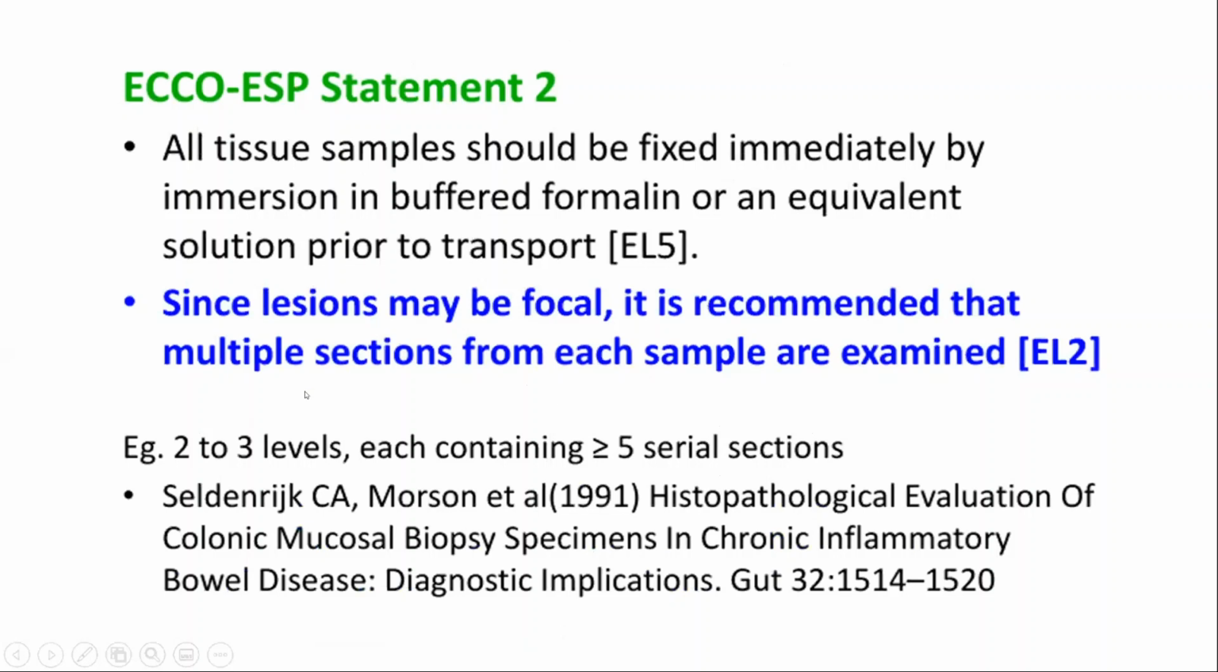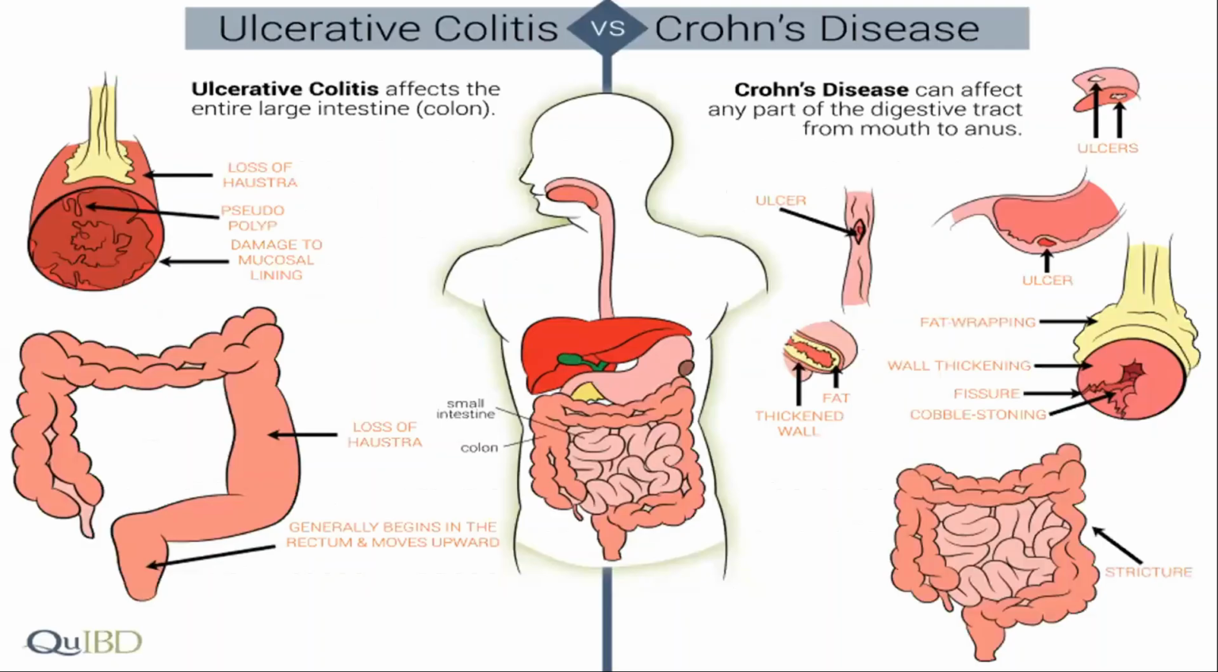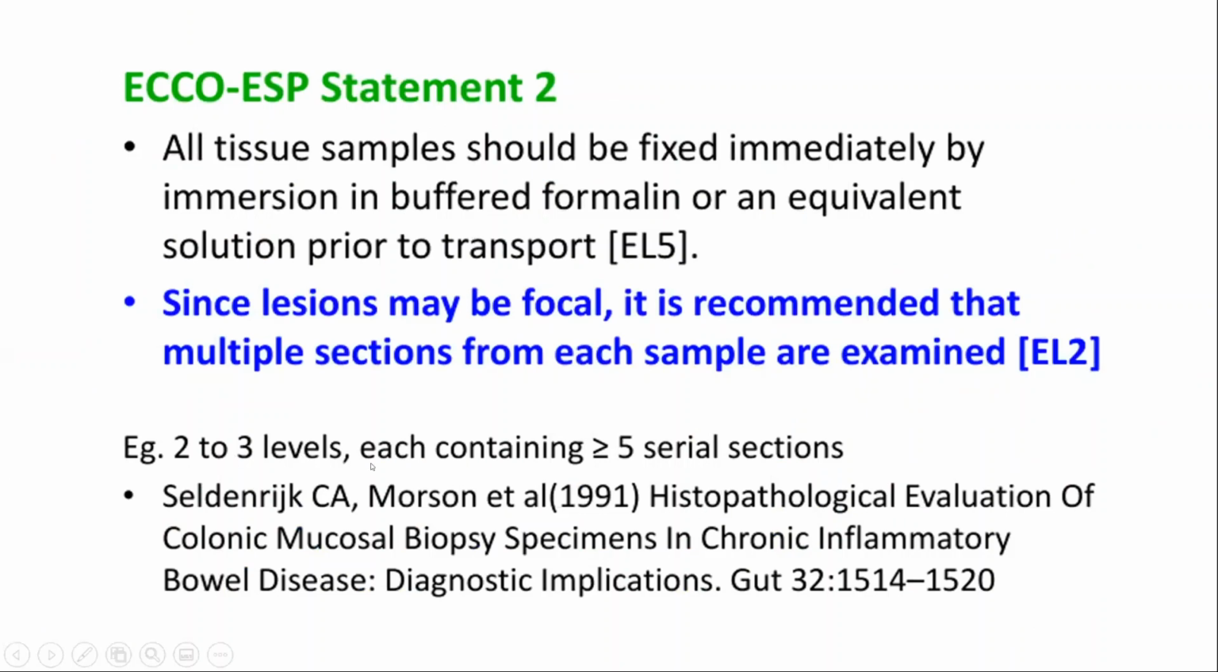And if you can see focal lesions, it is recommended, this is histologic. If we see lesions under the slides, we will usually do deeper sections. So that is what it means by deeper. We do multiple sections to examine more, at 2 to 3 levels, each with 5 sections.